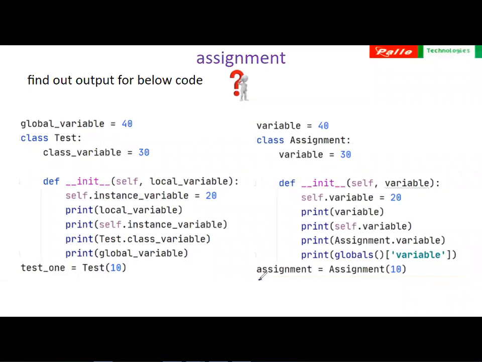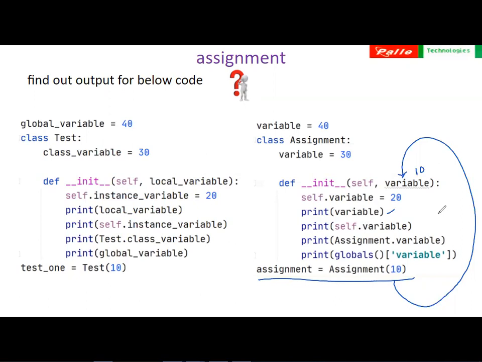When I write assignment is equal to assignment of 10, what will it do? It will assign the value 10 to variable, so variable will have the value 10. Now if I print variable, what will be the output? 10.